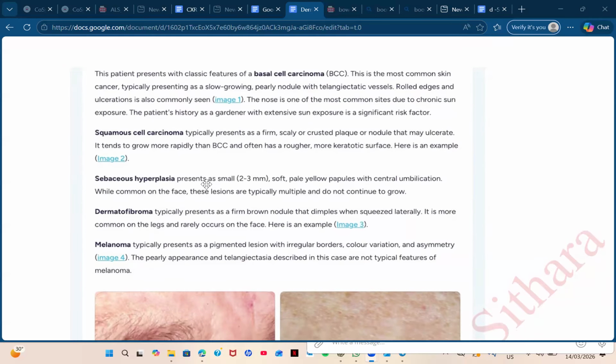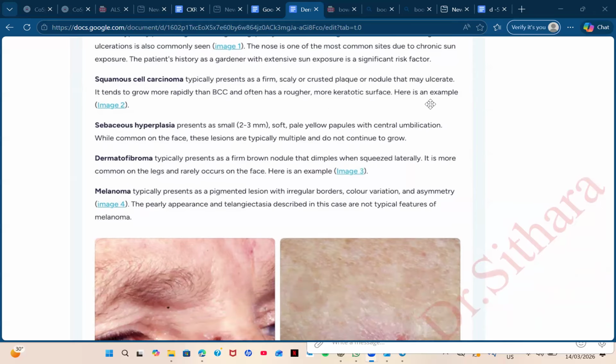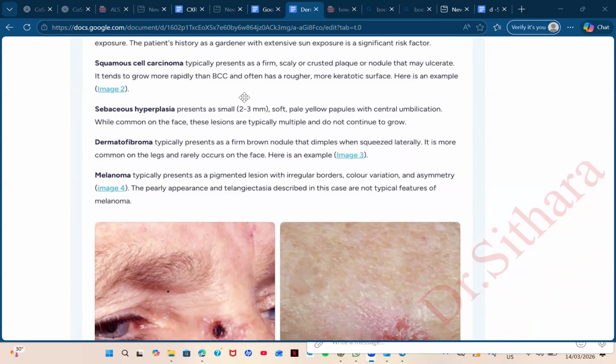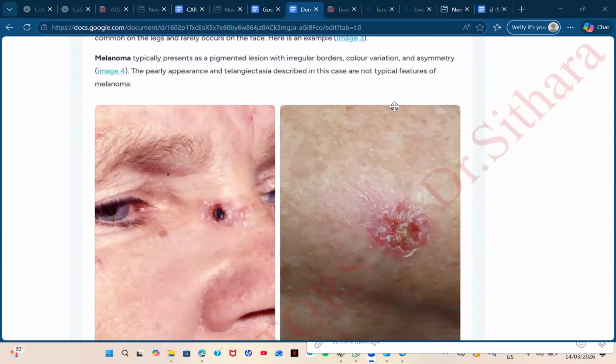So, how does squamous cell carcinoma present? It typically presents as a firm, scaly, crusted plaque or nodule that may ulcerate, and it tends to grow more rapidly than BCC and often has a rougher, more keratotic surface, right?